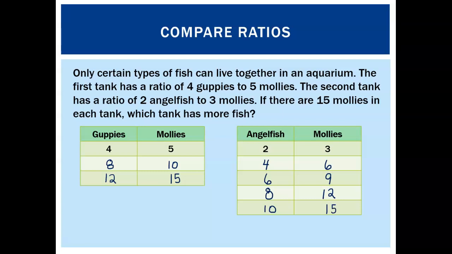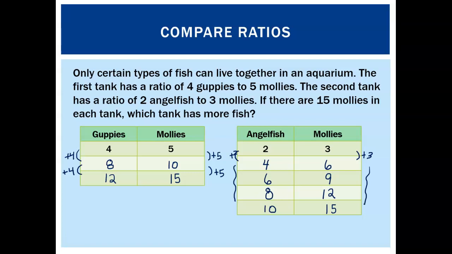In the first table, we also could have filled it out by consistently adding the ratio of 4 guppies to 5 mollies. 4 plus 4 is 8, and 5 plus 5 is 10, and then add 4 more to get 12, and 5 more to get 15. We also could have done this for the angelfish to mollies table, where we would consistently add plus 2 and plus 3 all the way down to the bottom.